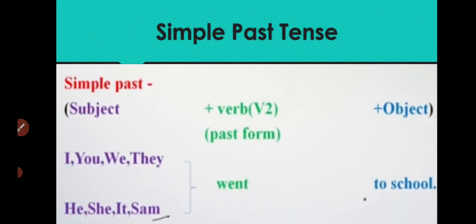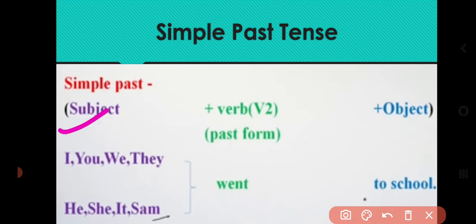Now let's learn the formula for the simple past tense. Our formula is subject, then verb two, meaning the past form, and then an object. What does verb mean? A verb is an action word. An example will help you understand better.